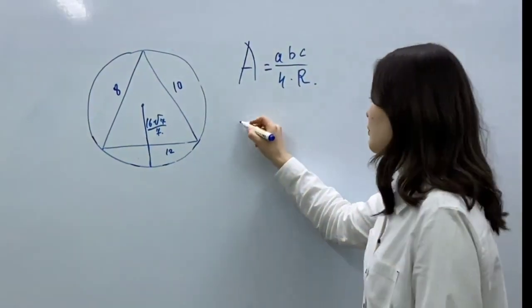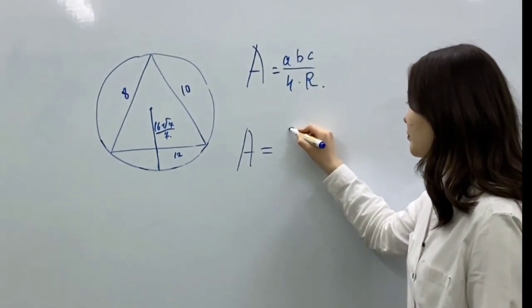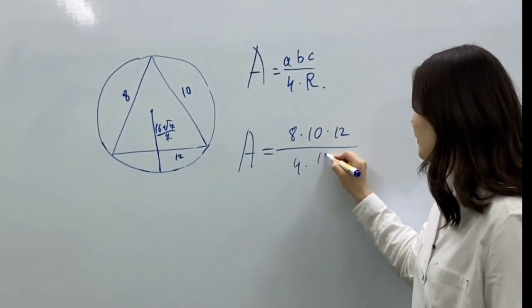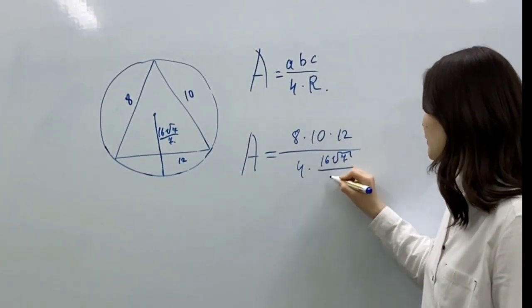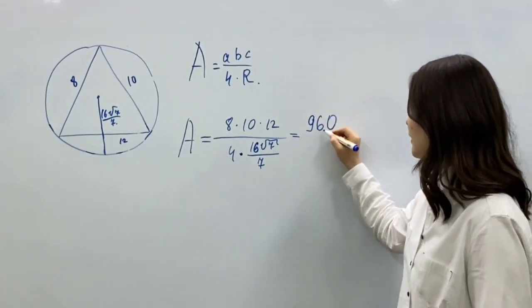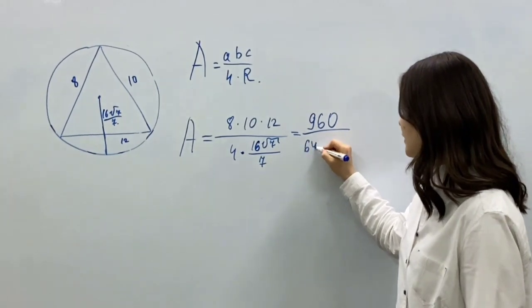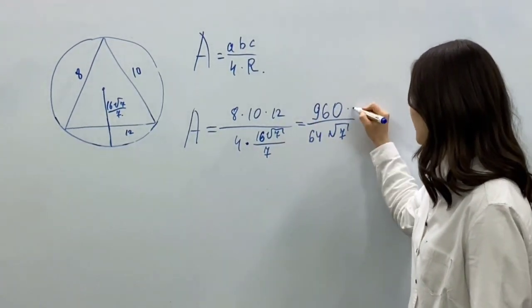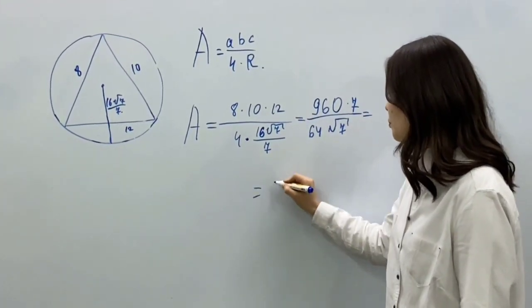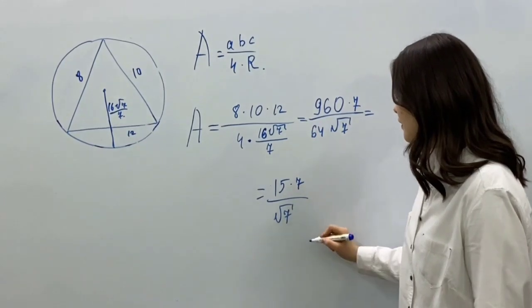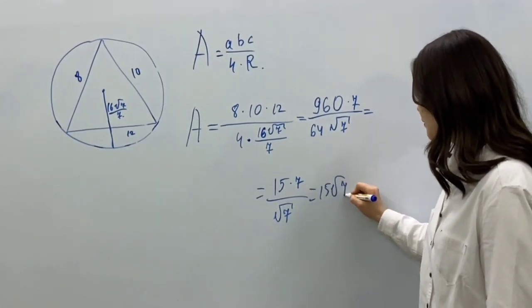And let's find the area of the triangle. By using this formula, the area equals 8 times 10 times 12 over 4 multiplied by 16 square root of 7 over 7. This will be equal to 960 over 64 square root of 7, and this 7 will go up there. And it will equal 15 multiplied by 7 over the square root of 7, and this will equal 15 square root of 7.